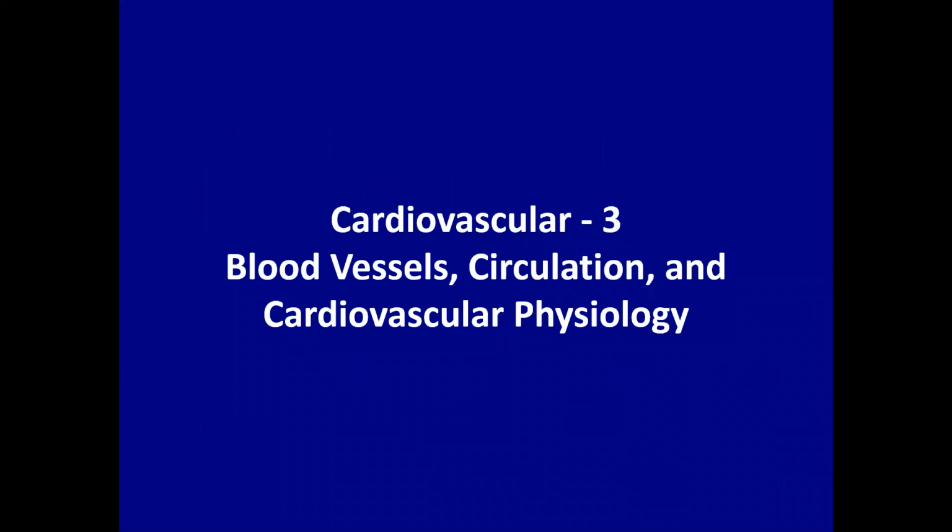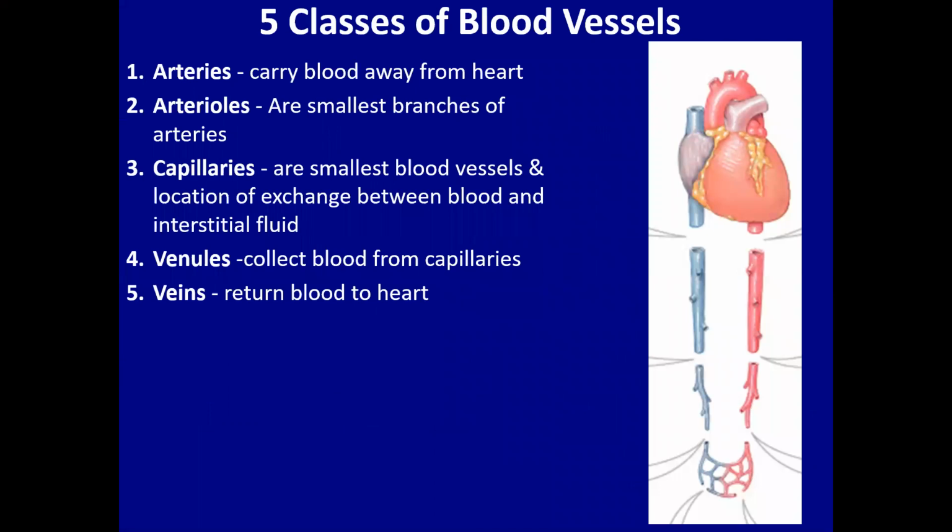This is the last of the material for exam 1. We're going to cover blood vessels, circulation, and cardiovascular physiology. We have 5 classes of blood vessels, and I have mentioned the majority of them already, but we're going to go into a little bit more detail. Arteries, arterioles, capillaries, venules, and veins.